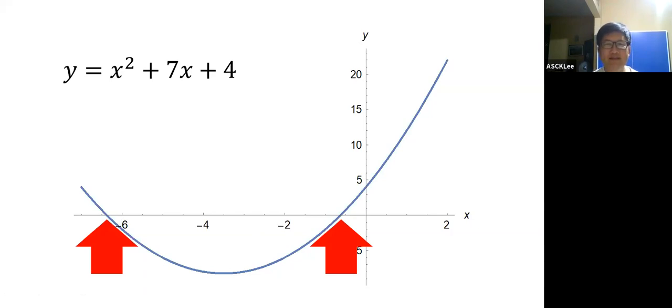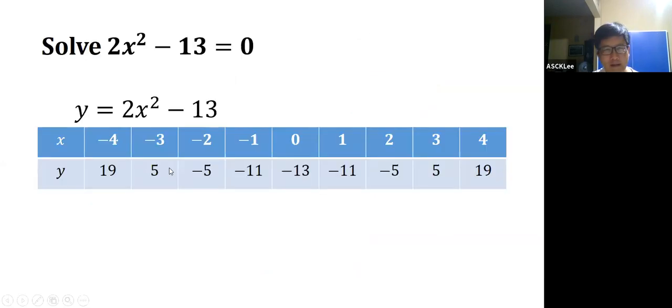So that is the drawback of the graphical method. What is the disadvantage? The disadvantage is this: your roots are all estimated by eye. That is the problem of the graphical method. I don't know exactly what this is, but I know roughly. Now let's look at another one.